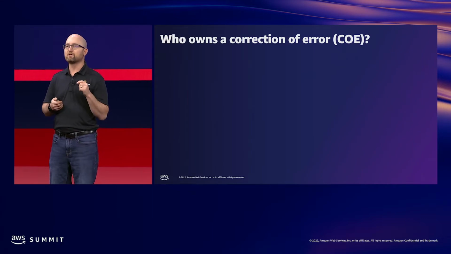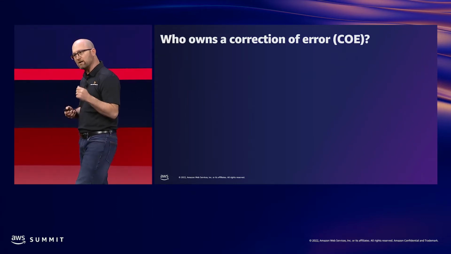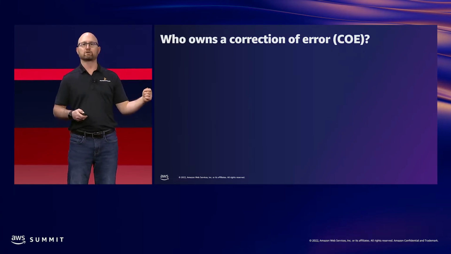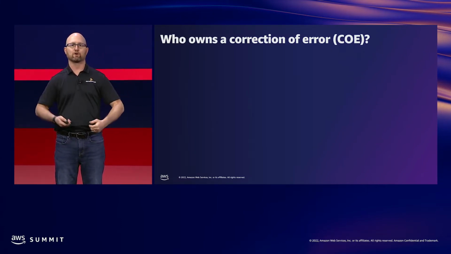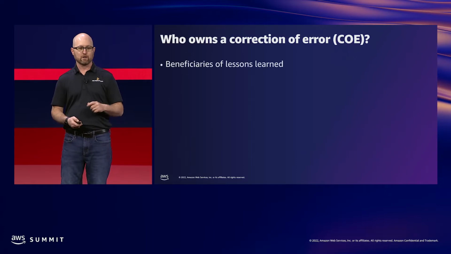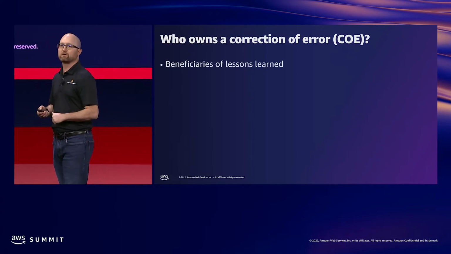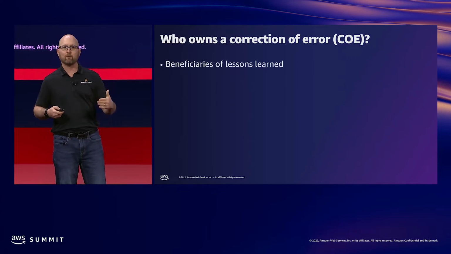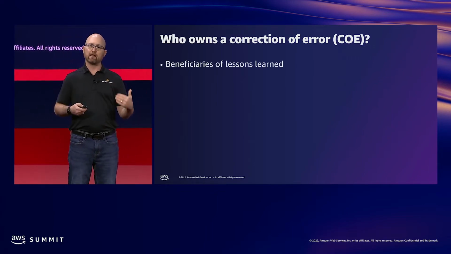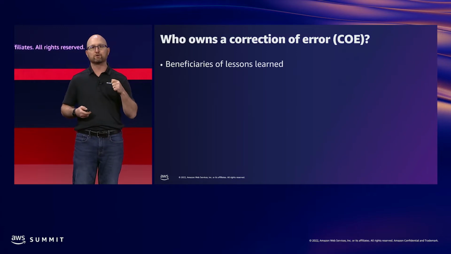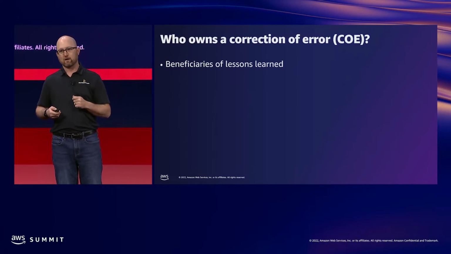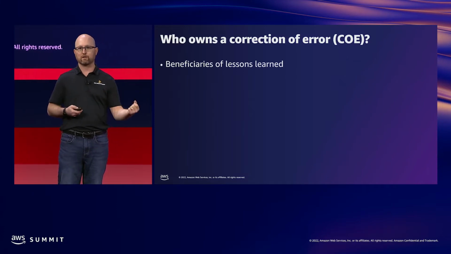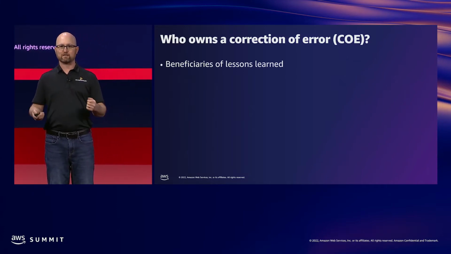So who owns the correction of error, right? We talked a little bit about this earlier. We talked about making sure that we're incentivizing people to come forward with solutions. So the first thing we're going to start with is the beneficiaries of the lessons learned. And what does that mean? There are people who could most benefit from the lessons that we learned from this outcome, and we want to make sure that they're part of the process. Not only because we need their information, but they're the ones that are going to be able to learn and improve their processes.